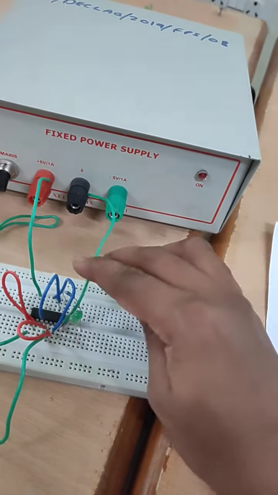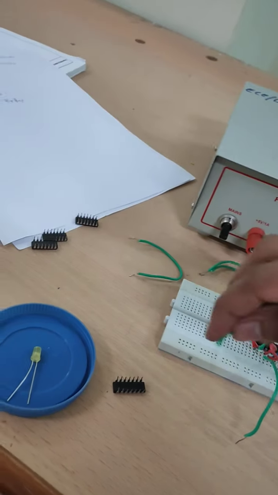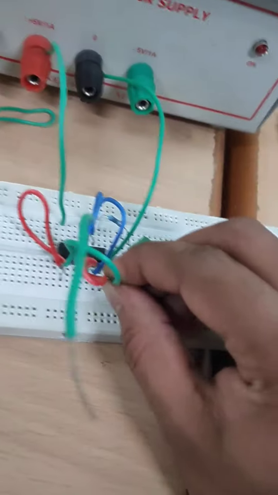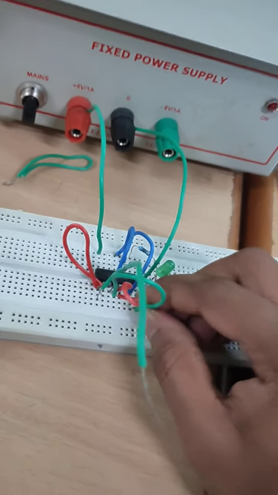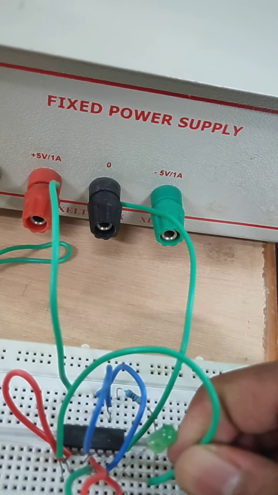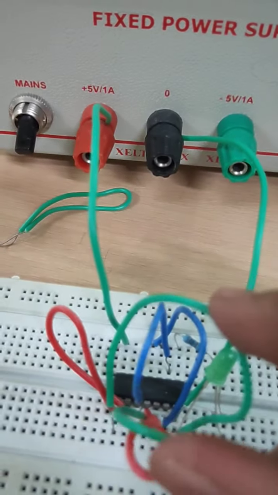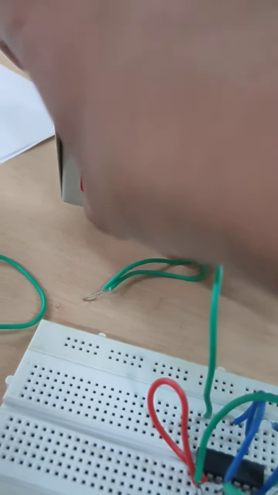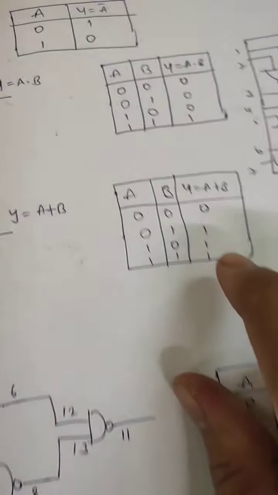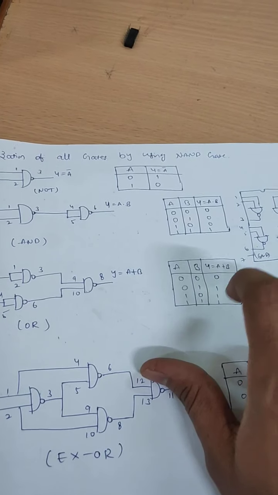This is how the circuit is connected, and these two are inputs. For giving inputs, we need to connect 0 and 0. Okay, these two inputs are 0, 0. Switch on the power supply and LED will not glow. So this is the implementation of OR gate, right? For the input 0, 0, output will be 0.